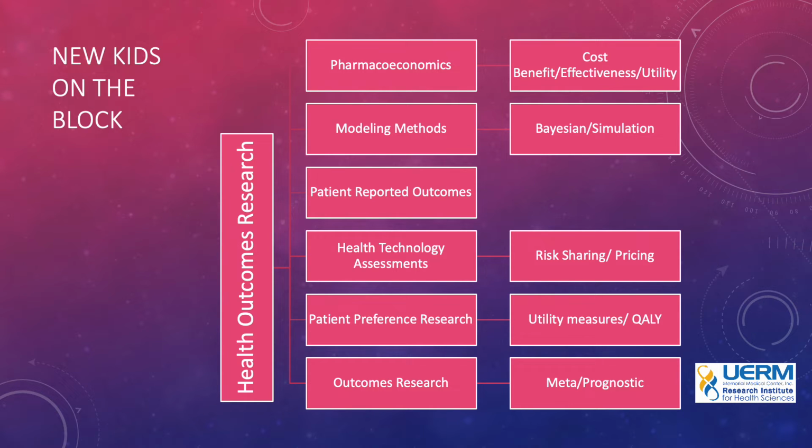Next, we have patient preference research, under which we have utility measures or the QALY studies and DALY studies. Quality-adjusted life years is a measure of how many years of life are lived in good health. Disability-adjusted life year is a measure of lost healthy life in years. In outcomes research, we have meta-research or prognostic research.